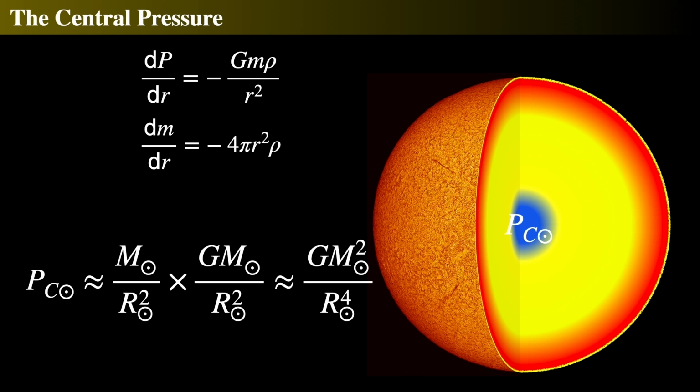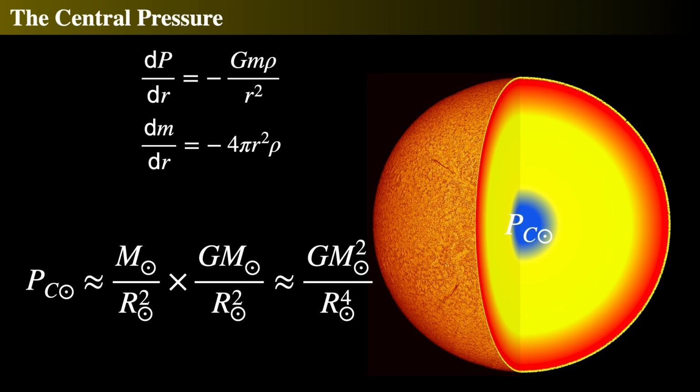And that gives you an enormous central pressure. It's about 10 to the 16th pascals, which is, wow, a billion is 10 to the 9th, so it's 10 million billion pascals. That is more than 100 million times the pressure at the bottom of the Mariana Trench. So yeah, it's pretty high pressure. By comparison, the normal air pressure at sea level is about 100,000 pascals. So it's over 100 billion times the pressure at sea level.